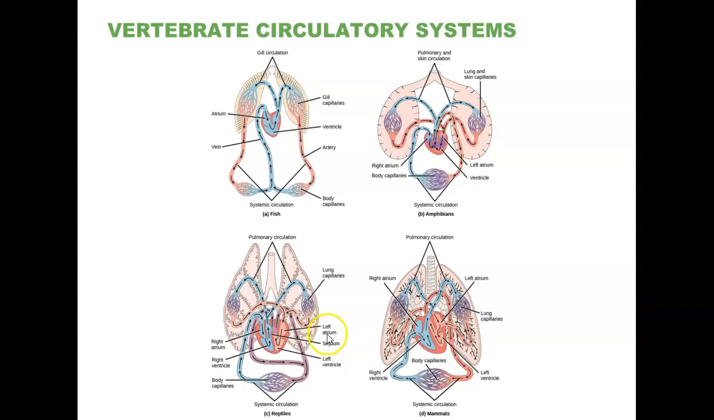The atrium is a receiving chamber to the left ventricle. The ventricle is the pump, the real muscular pumping chamber, and blood exits and splits into paths going off to different tissues of the body again. So this is a four-chambered system right here.